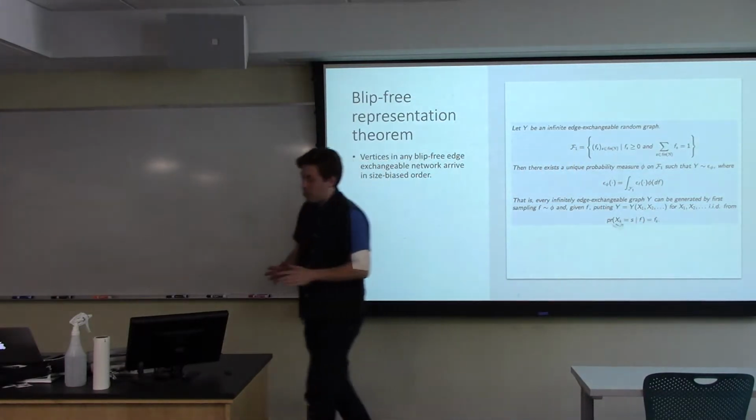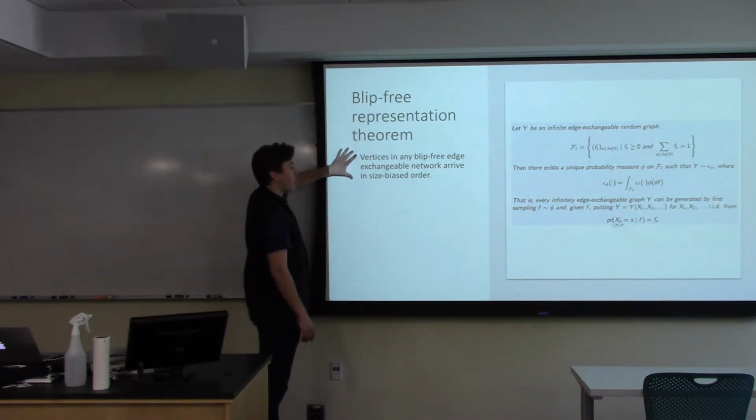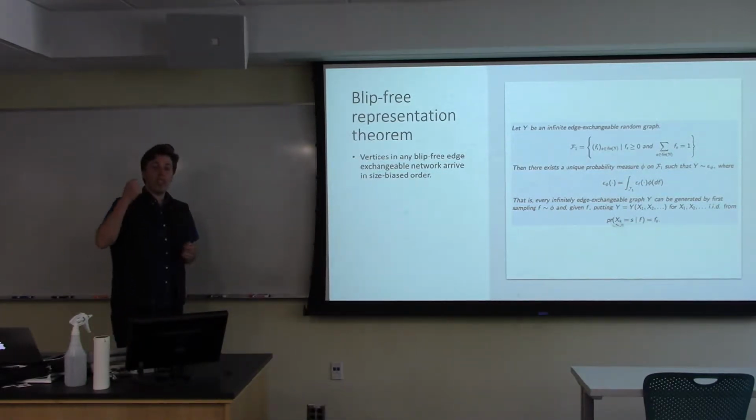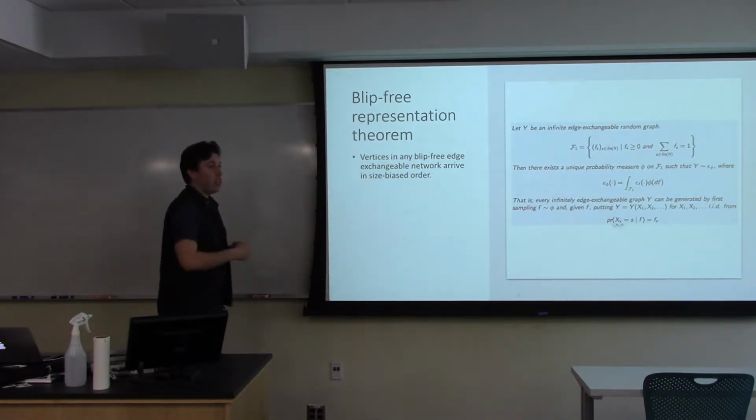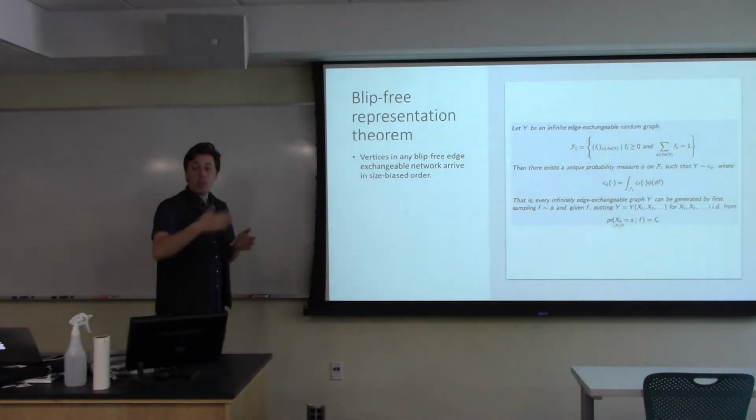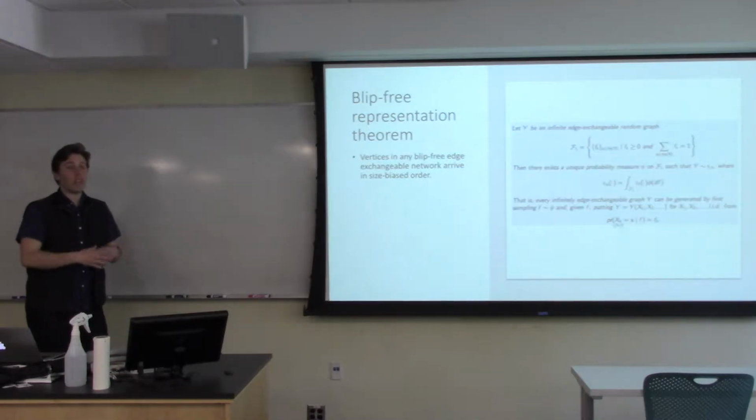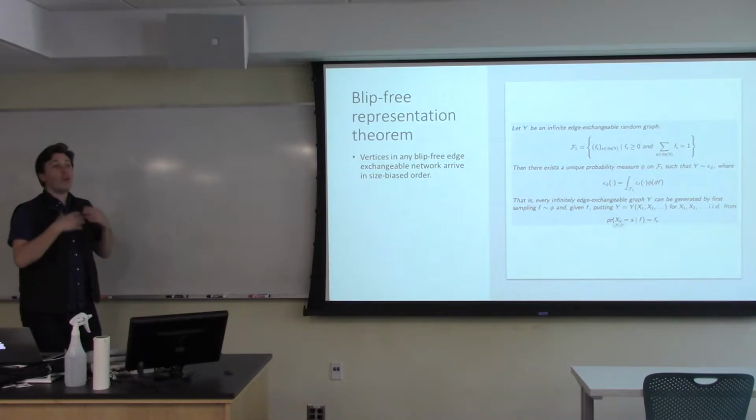And the whole point here, and the reason I bring it up, is this shows that vertices in these blip-free edge-exchangeable networks arrive in a size-biased order. If I knew f, the probability I see this, let's say in this case, person s is related to f sub s. So if f sub s is large, I'm likely to see them very early on. If f sub s is small, it will take a lot of interactions to see them. And so interaction-labeled objects, while they're exchangeable with respect to the interactions, the vertices are arriving in size-biased order, which is why you get the sparsity and power law behavior that you want.